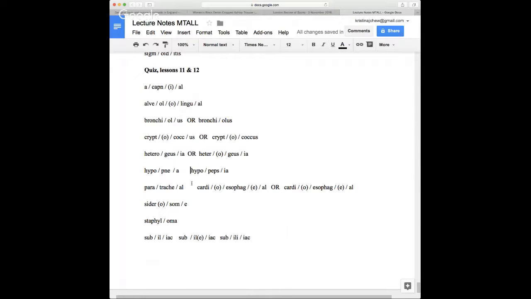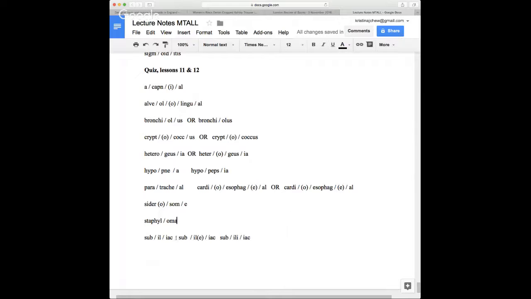Siderosome, most people got this right, but please note this E is an ending. It must be broken apart from some, the base that means body. Staphyloma has the suffix that we've seen a lot before, oma, which meant a tumor or a disease. So this is back from, I think it was lesson 2 or 1.